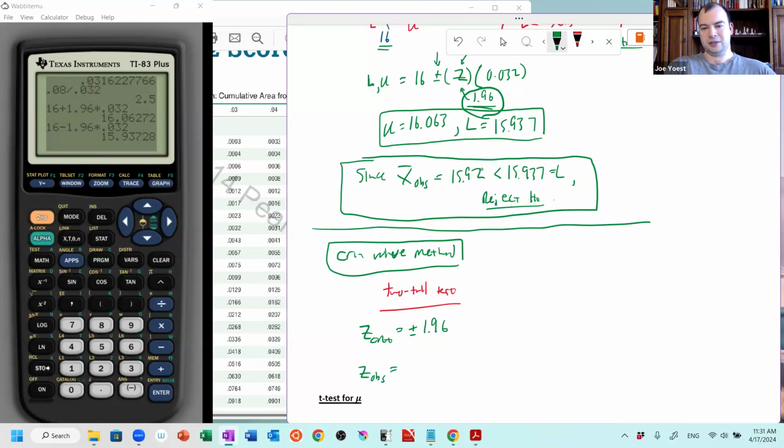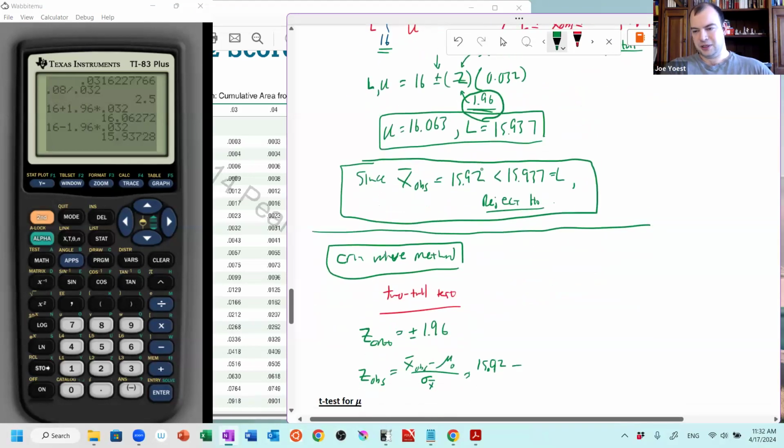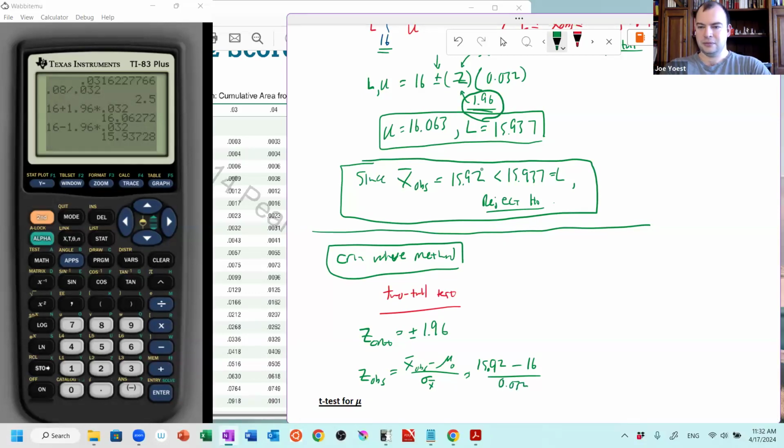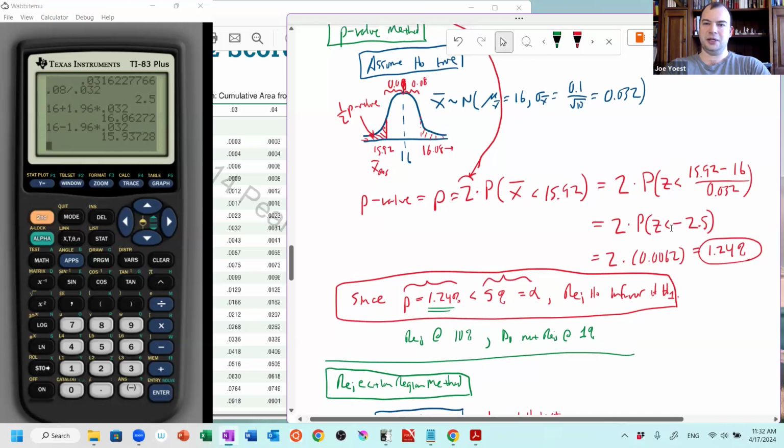Z observed is X bar observed minus the null hypothesized mean over sigma X bar, or that is 15.92 minus the null hypothesized mean of 16 over 0.032. And we have that up here as negative 2.5. We had done that calculation as part of the p-value method.